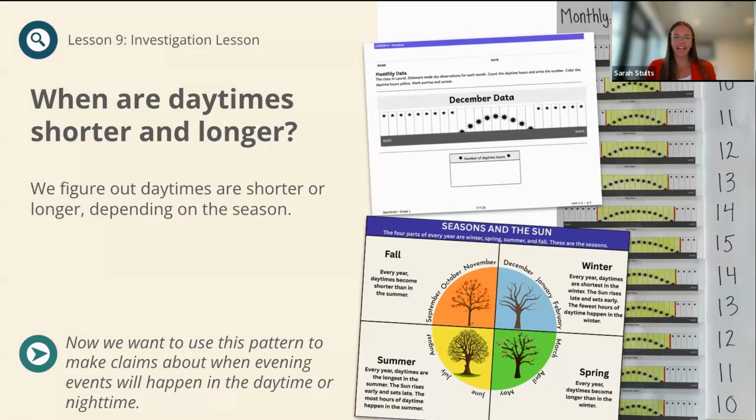As we end Lesson 9, we generate some ideas about how an evening event, like evening walks to the playground, could sometimes happen in the daytime, but sometimes in the nighttime. And we head into Lesson 10 with some new questions that will lead us into putting all of our pieces together.